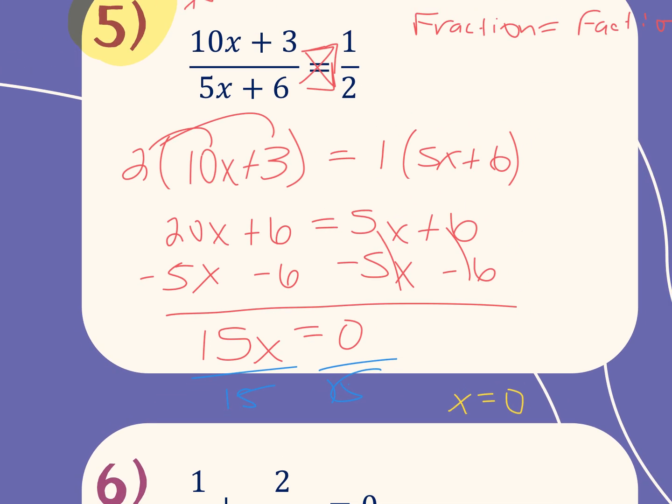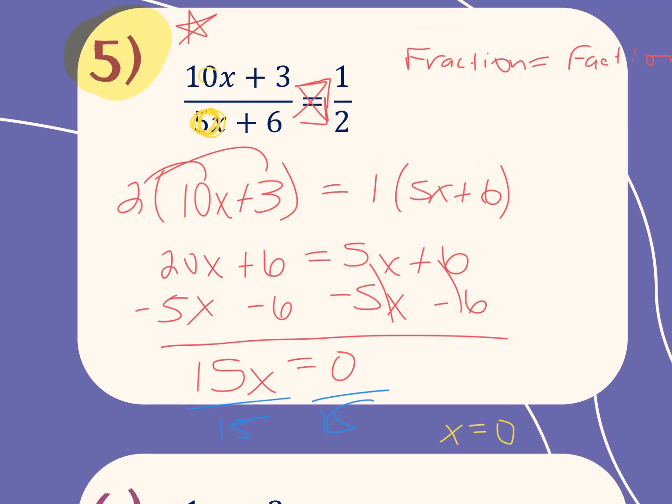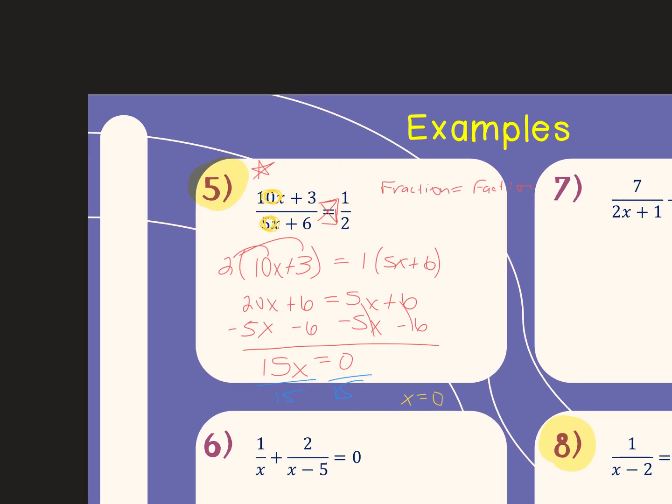Extraneous means when you plug it back in, the denominator becomes 0. When I plug in 0 right here, 5 times 0 is what? 0. What's 0 plus 6? So we're okay. Look what happens up here. 10 times 0 when I plug it in. What's 3 over 6 the same as, guys? 1/2, okay? It's okay to get 0 as an answer. You just have to make sure that when you plug the value back in, it doesn't make your denominator 0.